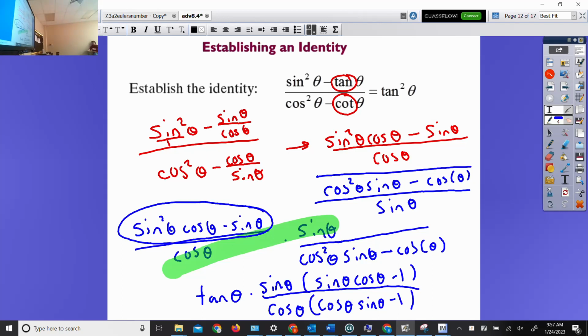Are those common factors of the numerator and denominator? Oh, they cancel. Yeah, they cancel. Other than order, it's the same thing. And sine over cosine is tangent, so you're left with tangent times tangent, which is tangent squared.